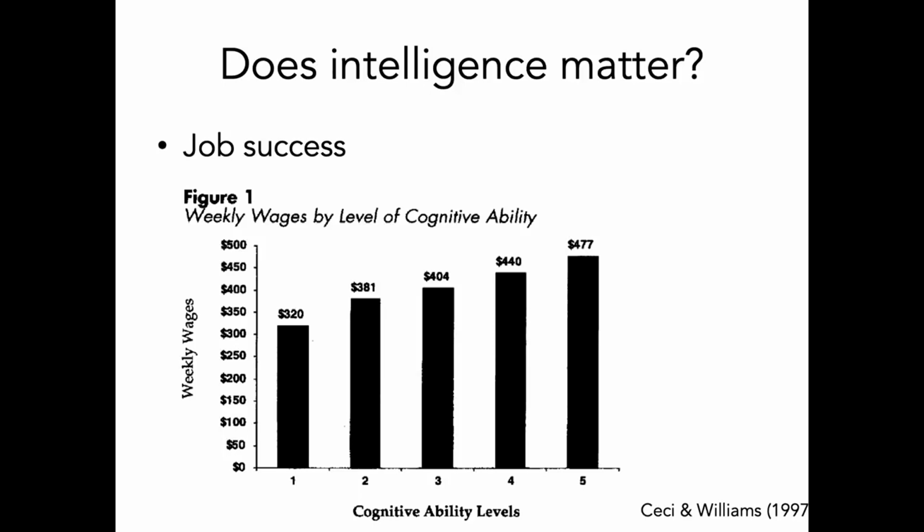And the data is out of date. It doesn't matter how much money it is. The point is the slope, that with cognitive ability comes increased wages. And we all want to earn more money, right? So that makes us care a little bit about what this thing is.